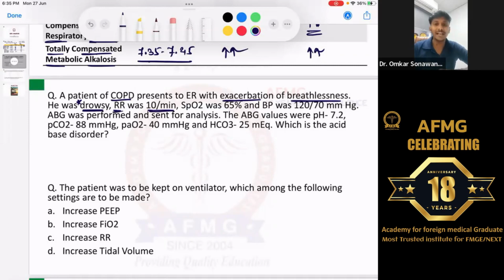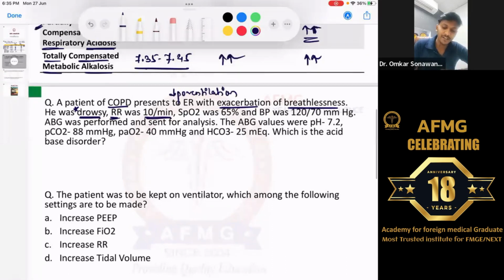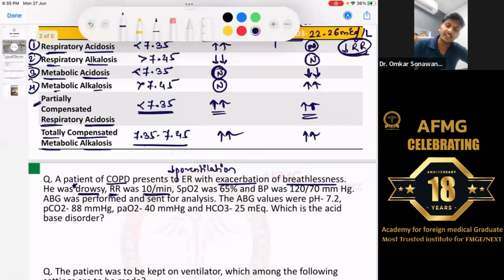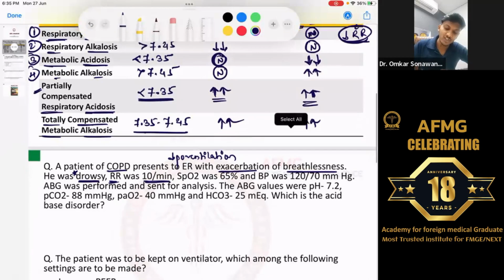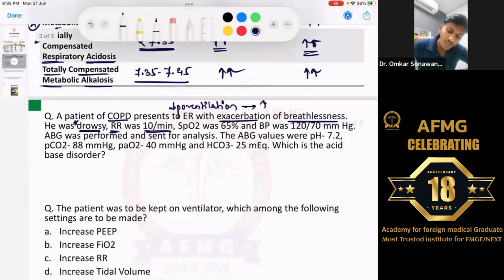It is usually 10 per minute. Definitely, the patient is having hypoventilation. The patient is having a decreased respiratory rate or hypoventilation. And as we know, if the patient is having a decreased respiratory rate or hypoventilation, there would be what? There would be accumulation of CO2 inside the body. And the accumulation of CO2 inside the body is also the cause behind this drowsiness.